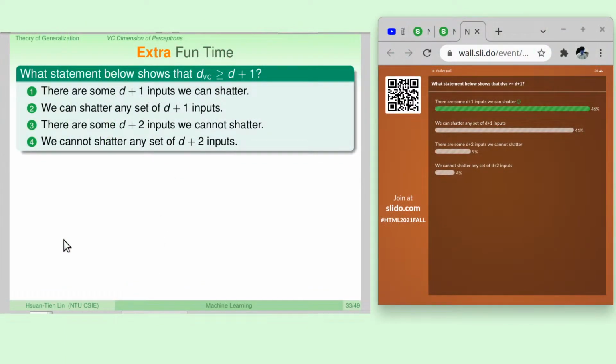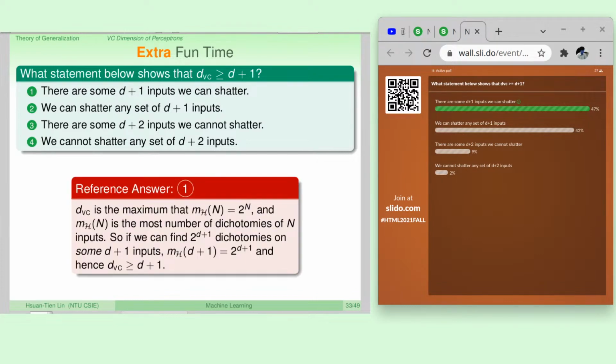Okay, thank you for participating in the task. We've seen some results here, and I've marked the correct answer there for your reference. I think this polling has a benefit that we know your most confused part, so let me answer it a little bit. The most confusing item seems to be between 1 and 2. There are some inputs that we can shatter, or we can shatter any set of inputs.